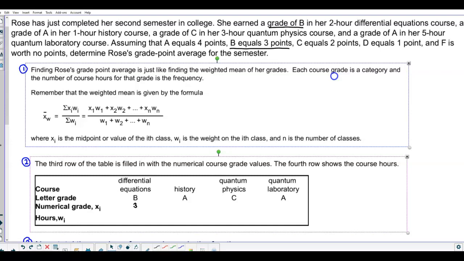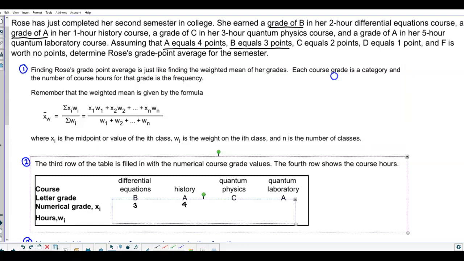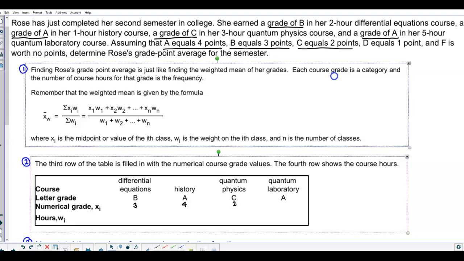So we have 3. And then for history, we have a grade of A, and we know that a grade of A is going to equal 4 points. And then in quantum physics, she received the grade of C, and a grade of C is going to equal 2 points. And then in quantum laboratory, she received the grade of A, which represents 4 points.